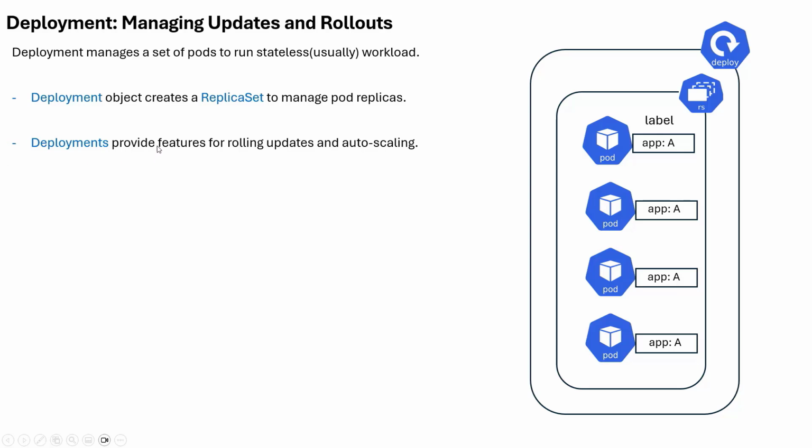Deployments provide features for rolling updates and auto-scaling. And because of these additional features, we need deployments. Deployments support declarative updates for its pods and replica set. So it means we can update deployment using declarative approach, and the changes made are reflected in the replica set and the child pods. Now let's move to the control plane node and understand how rolling updates and rollbacks work practically.